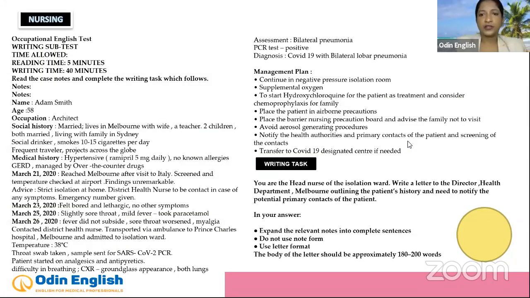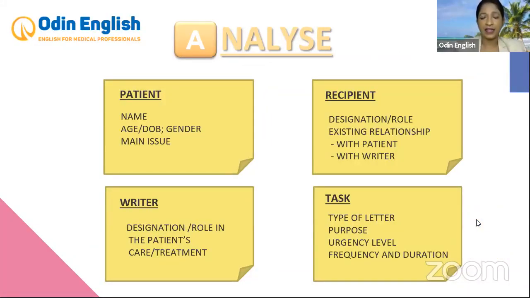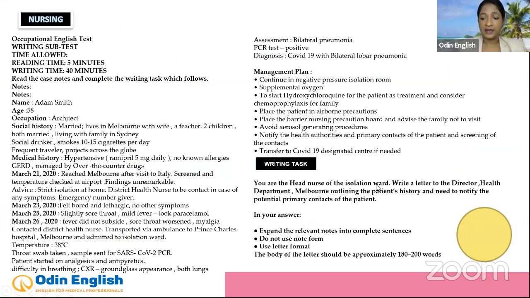So here, I want you to write down these 4 areas. That is the writer, the patient, the recipient, and the task. And you can write it down in the live chat, and I'll be giving you 5 minutes for that. And we have a timer as well. So your time starts now. Let me just rewind it and tell you these are the 4 areas that you have to add in the live chat. Patient, patient's name and main issue, recipient's designation and any existing relationship, writer's role till now, task, type of letter, purpose. These are the things that you have to write in the live chat. So your time starts now.